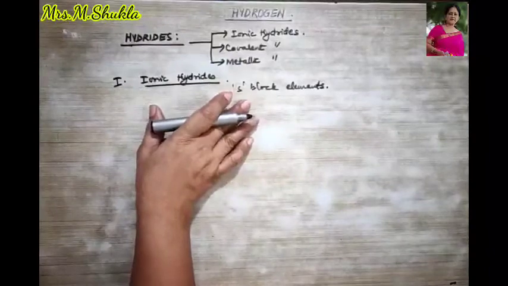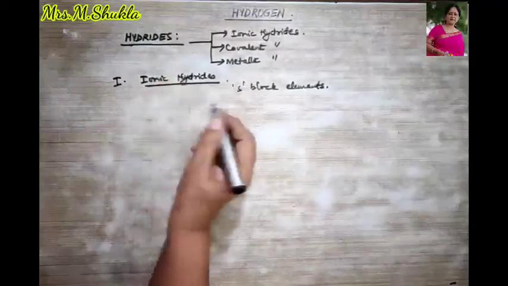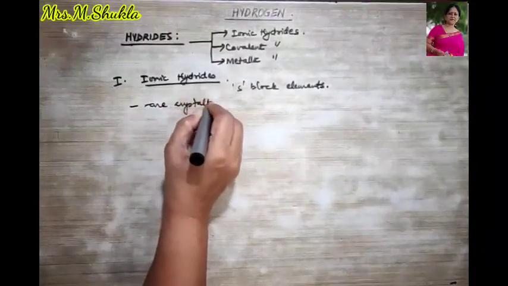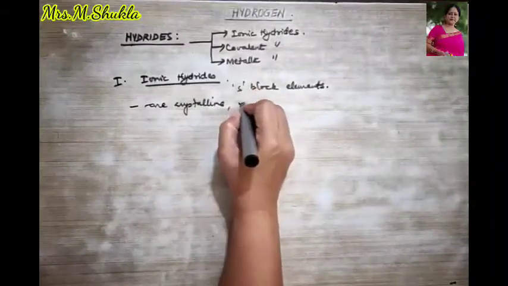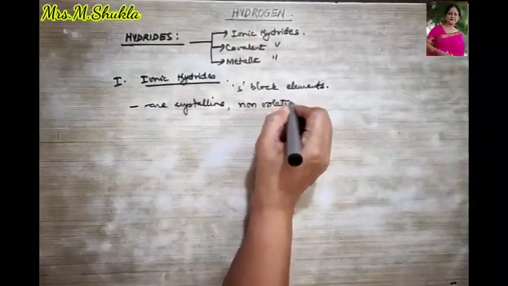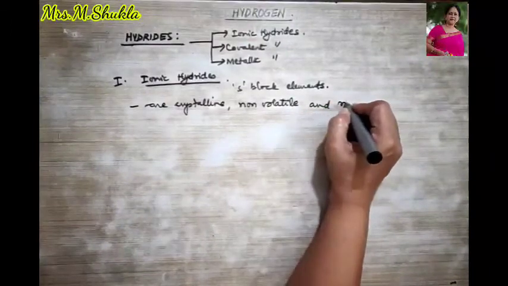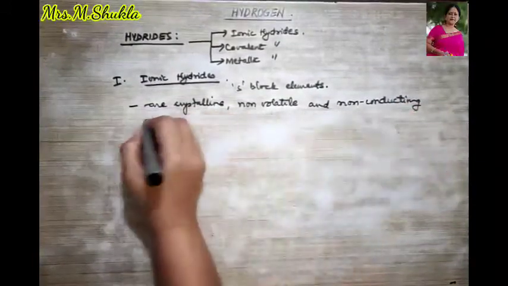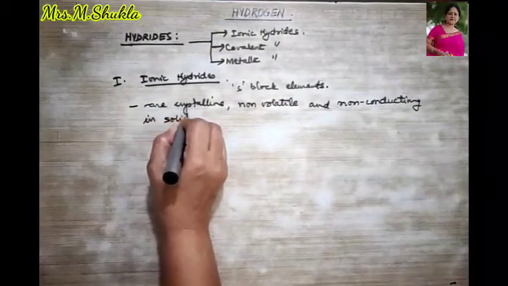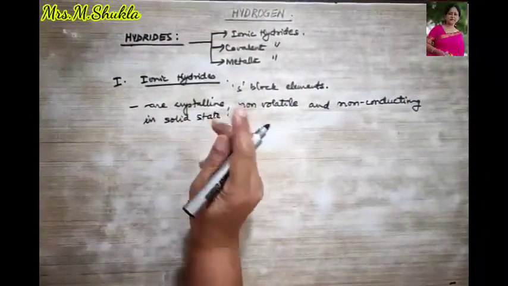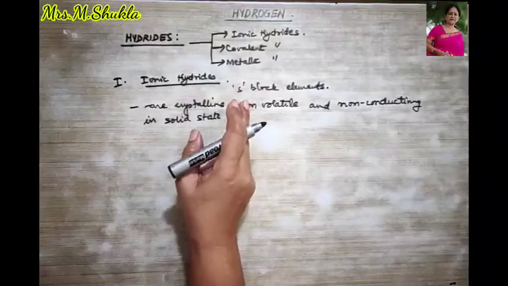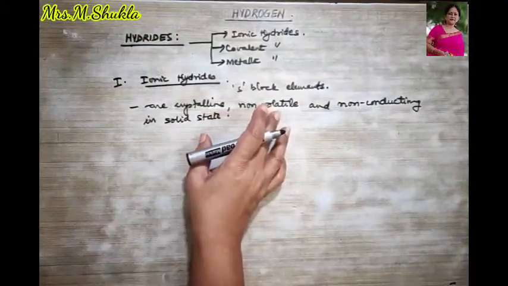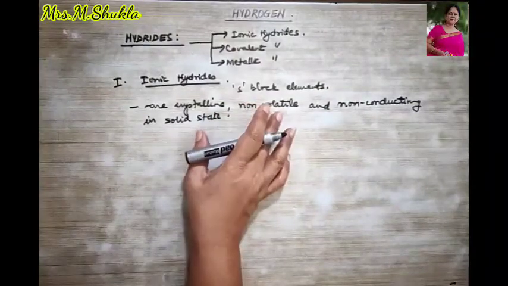So let us talk about these ionic hydrides. These are crystalline, so I am writing it down over here. They are crystalline, non-volatile and non-conducting in solid state. Clear? But in its molten state, they allow electricity to pass through, and they also give out hydrogen at the anode during the electrolysis, right?